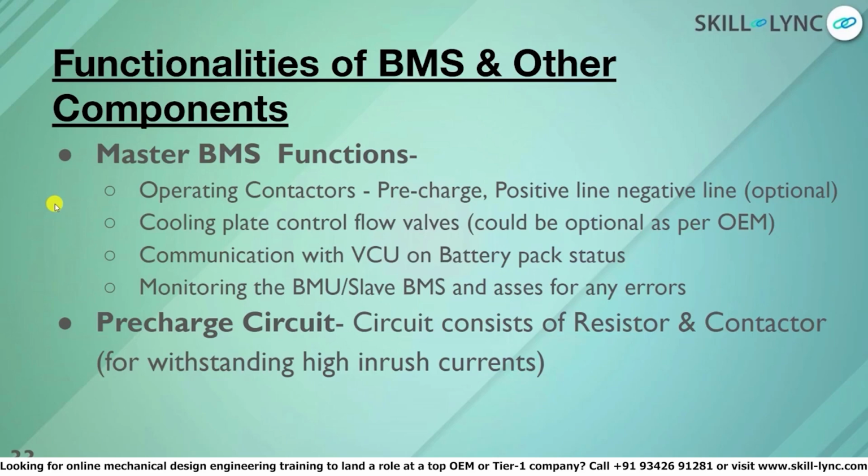Another most important part is the precharge circuit. Usually the precharge circuit, as we saw, consists of a resistor and a precharge contactor, and it is basically used to withstand a high inrush current coming from the battery pack when the ignition is turned on. When the circuit is open, there is a high inrush current because the battery pack is fully charged and at a very high potential. Voltage always moves from high potential to lower potential, and when the ignition is turned on, that means when the loop is closed, the other components in the EV driveline like the controller and the motor have much lower voltage potentials.